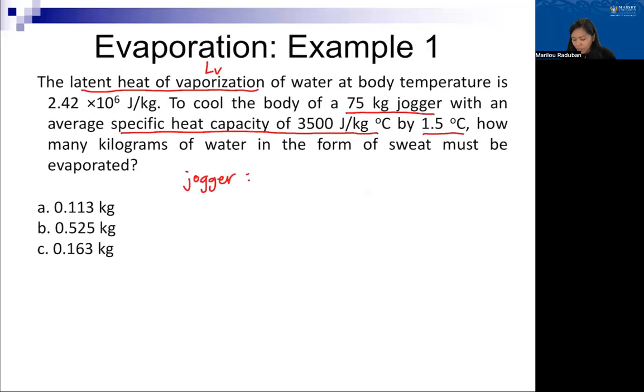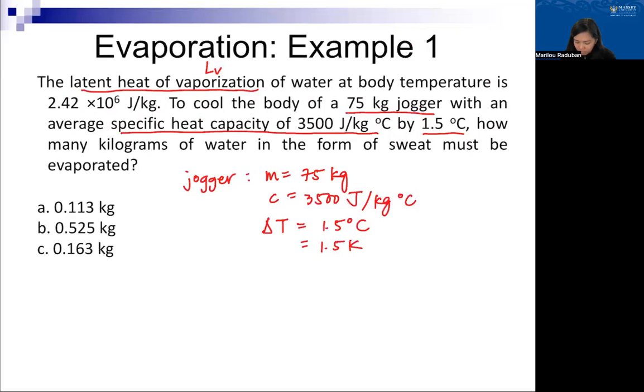So you have the jogger. The mass of the jogger is 75 kilograms. The specific heat capacity of the jogger is 3,500 joules per kilogram degrees Celsius. And the temperature will change by 1.5 degrees Celsius. So the change in temperature is already given, 1.5 degrees Celsius. It's a change in temperature, so that's also equal to 1.5 Kelvin. Right. So that's all the information that's given about the jogger.